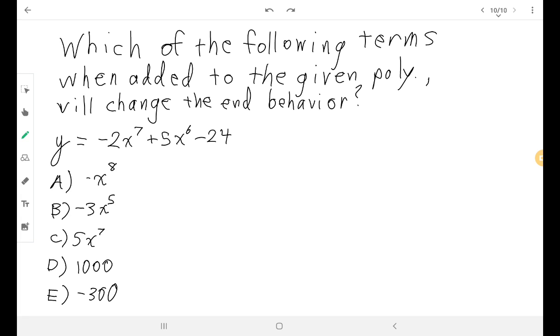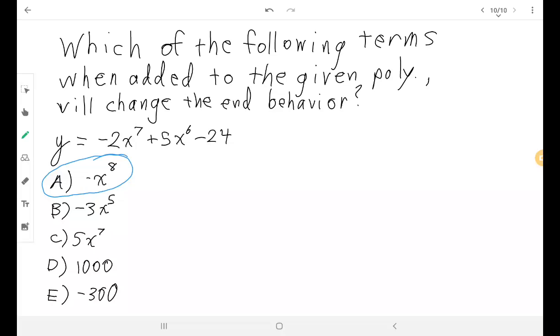So certainly, if we put this negative x to the 8th in there, then that would become the degree-defining term, and so that would change it to an even degree polynomial, and change it to either both of them up or both of them down. B wouldn't change anything about the degree. And if you don't change the degree, you can't change anything about it. You can't change the leading coefficient, which tells you whether you start up or down. So B we can ignore.